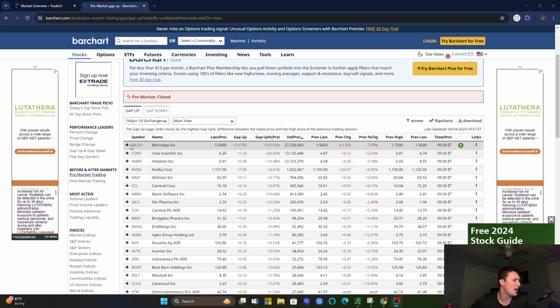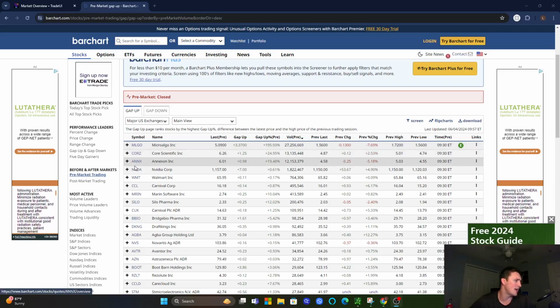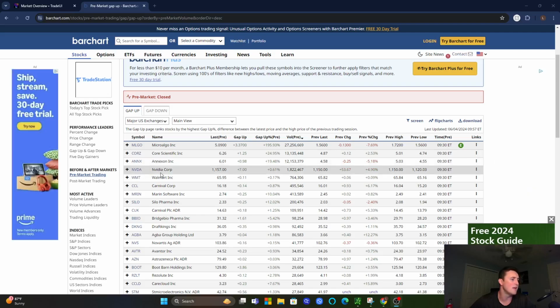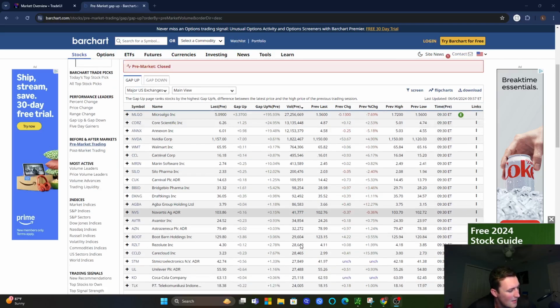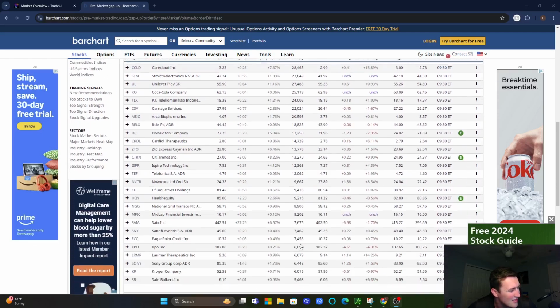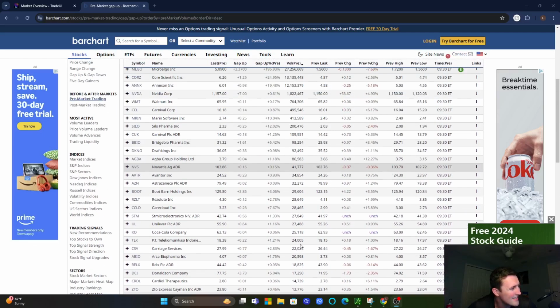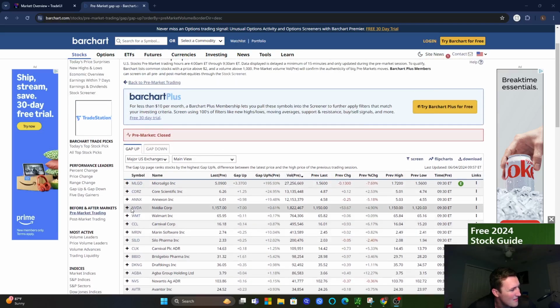As I can see, the top couple of stocks are MLGO, CORZ, ANNX, and NVDA. So these are a couple of stocks that I have listed here. What you want to do is go through here and figure out, is there anything else with a little bit of volume that had some gap movement that sticks out? Going through here, I'm not seeing anything else except NVIDIA, MLGO, CORZ, and ANNX. All of them had at least 1 million volume.